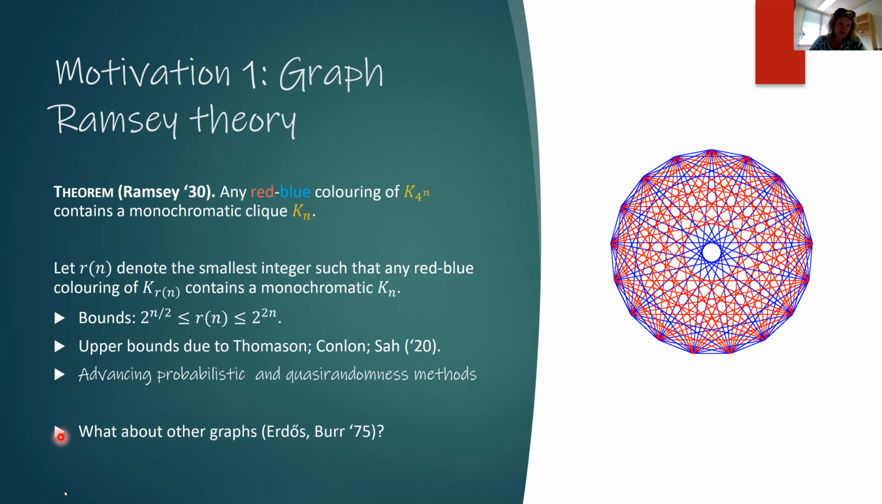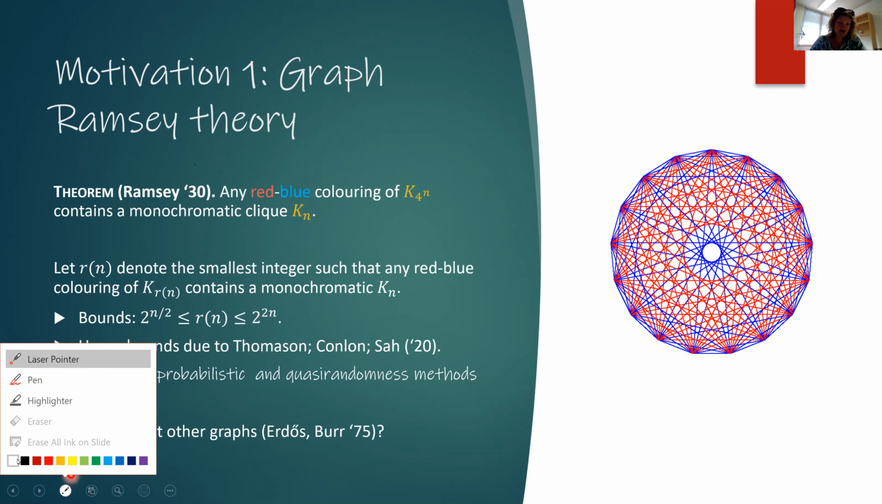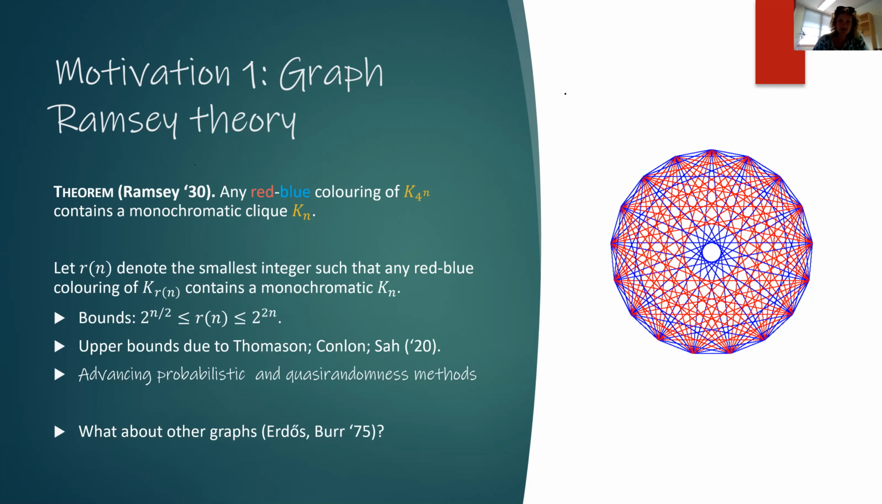And in general, let's set some jargon. We usually call this big graph the host graph. That's the one with the red-blue coloring. And the graph we're looking for is the guest graph.